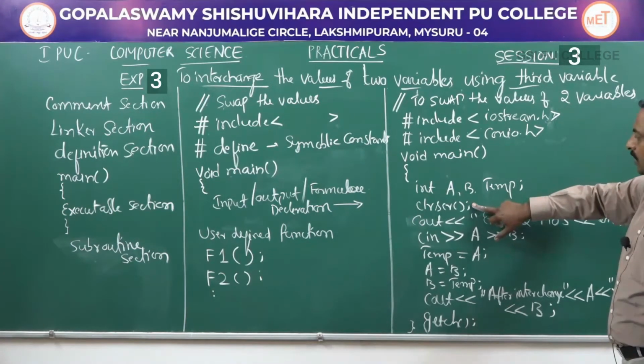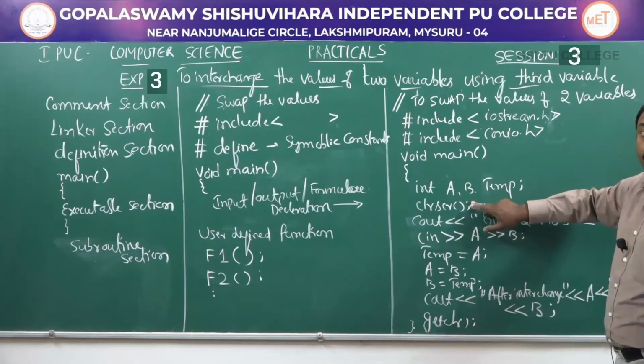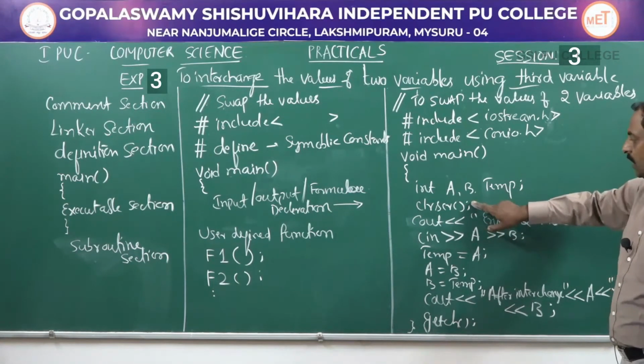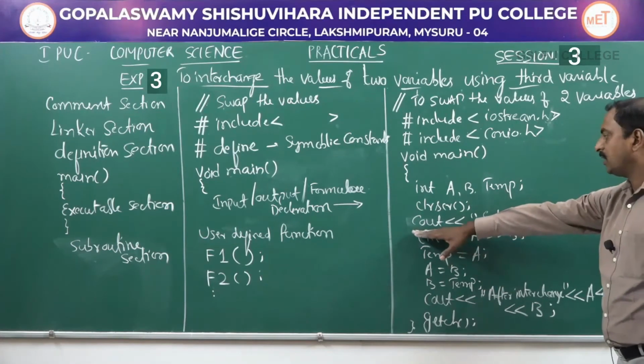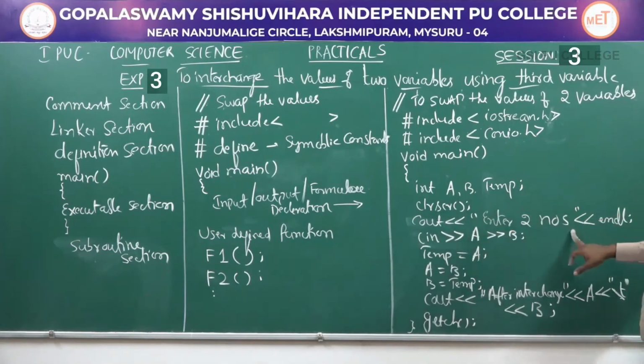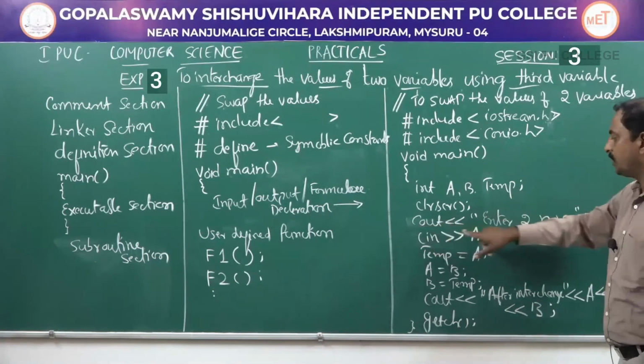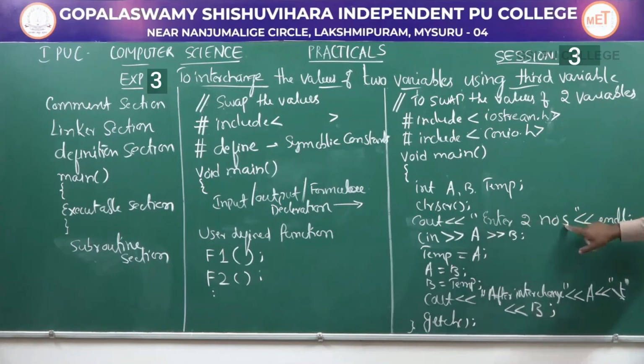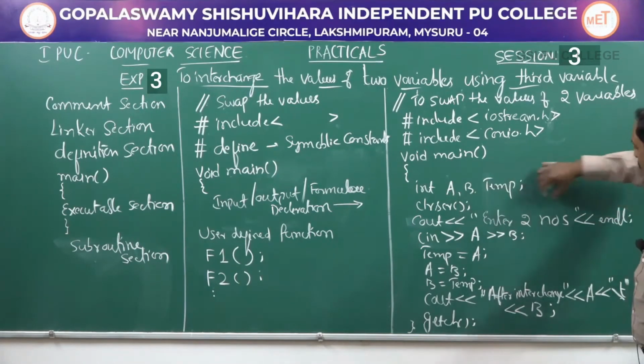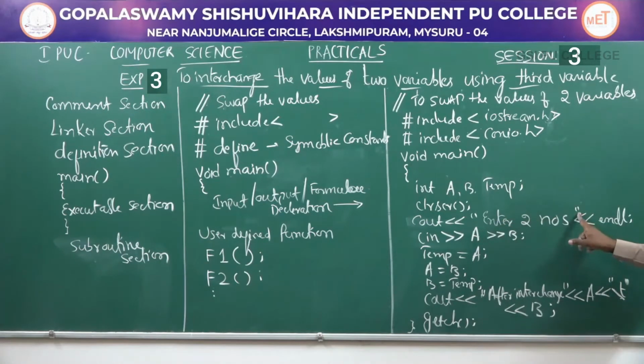The next function we have used here is clear screen. We use this function to clear the output screen. Next is cout, enter 2 numbers. Once we execute the program, we can see this statement. This is an output statement, and enter 2 numbers is written between the double quotes. Anything written inside the quotes appears on the output screen exactly as it is. So it displays enter 2 numbers, and here we made use of endl.